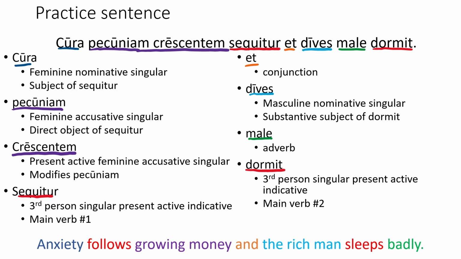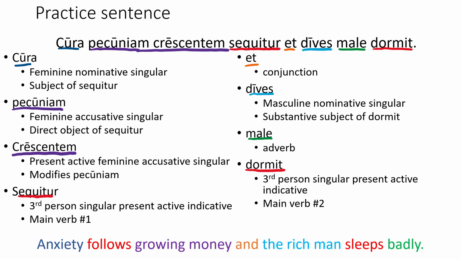Now practice parsing and identifying the sentence. Cura pecuniam crescentem sequitur et dives male dormit. As always, let's start by finding the verbs. There are 2 in this sentence, sequitur and dormit. Since neither of these is subjunctive, and they are joined by the conjunction et, they are both main verbs.